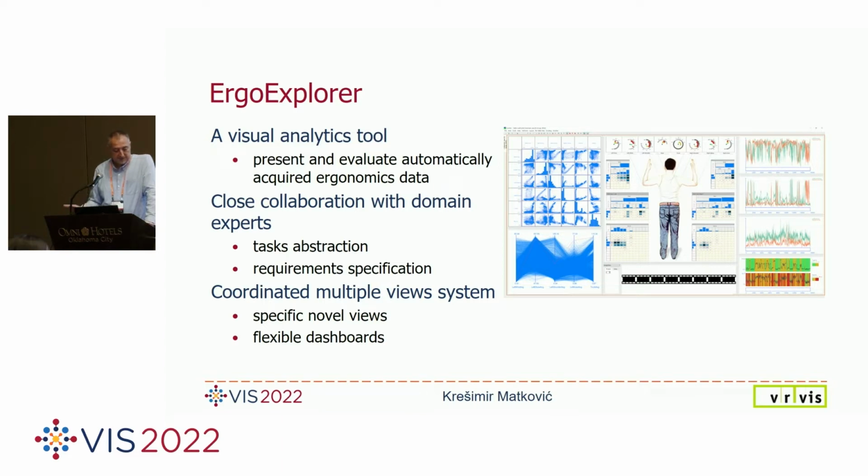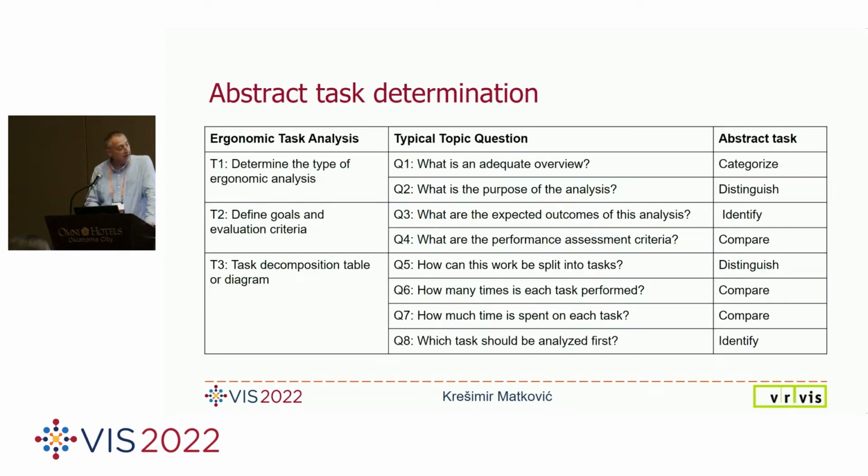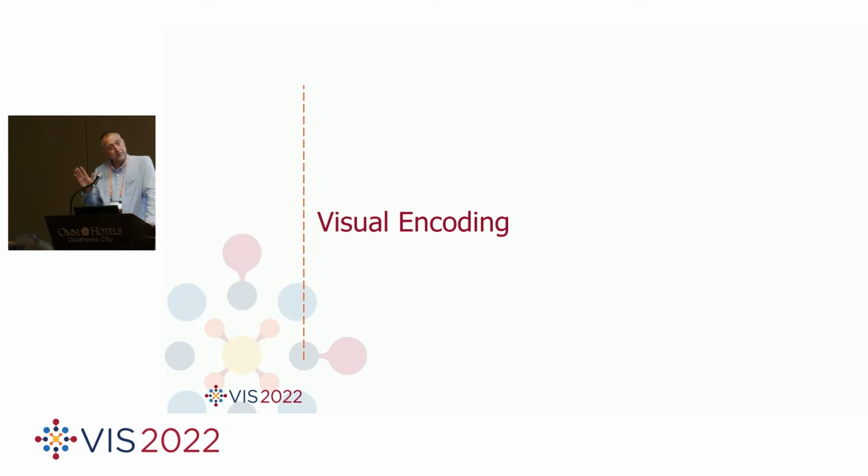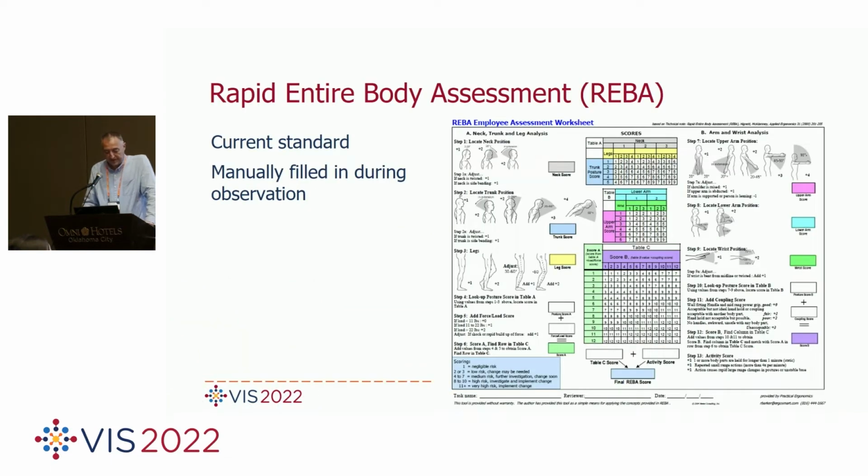Ergo Explorer is based on a task abstraction and requirement specification done together with the experts, and we deploy a multiple-views system with many views. I will not go through this slide. This is just so that you see how many tasks we extracted together with them, of different types and different levels. And from these tasks, we developed 10 requirements which our tool should have. The details are in the paper, so if you're interested in the task and requirements analysis, just check the paper for the details.